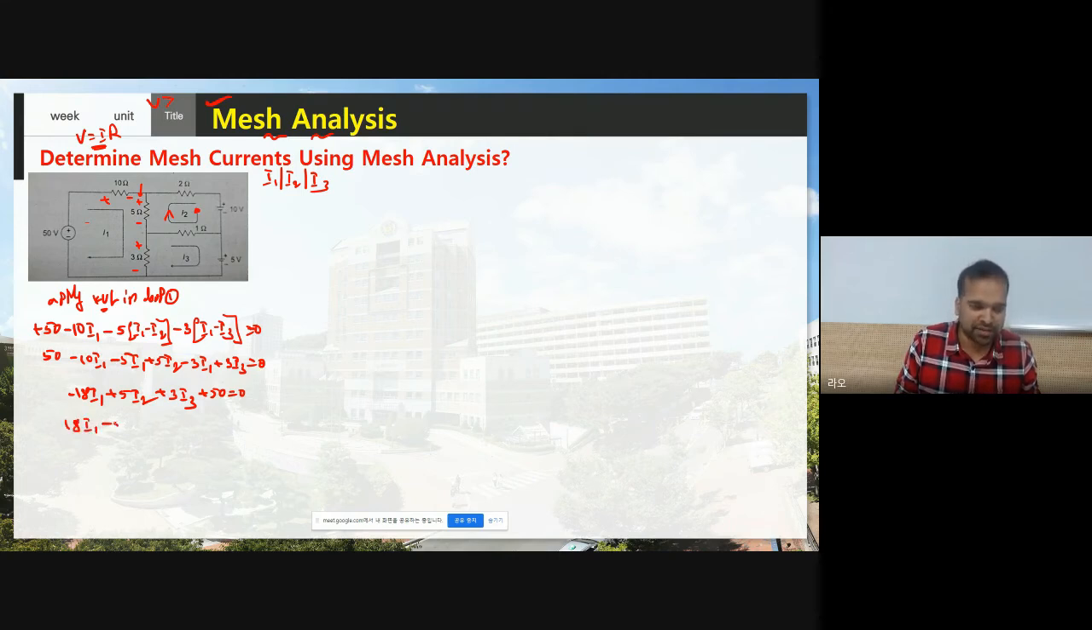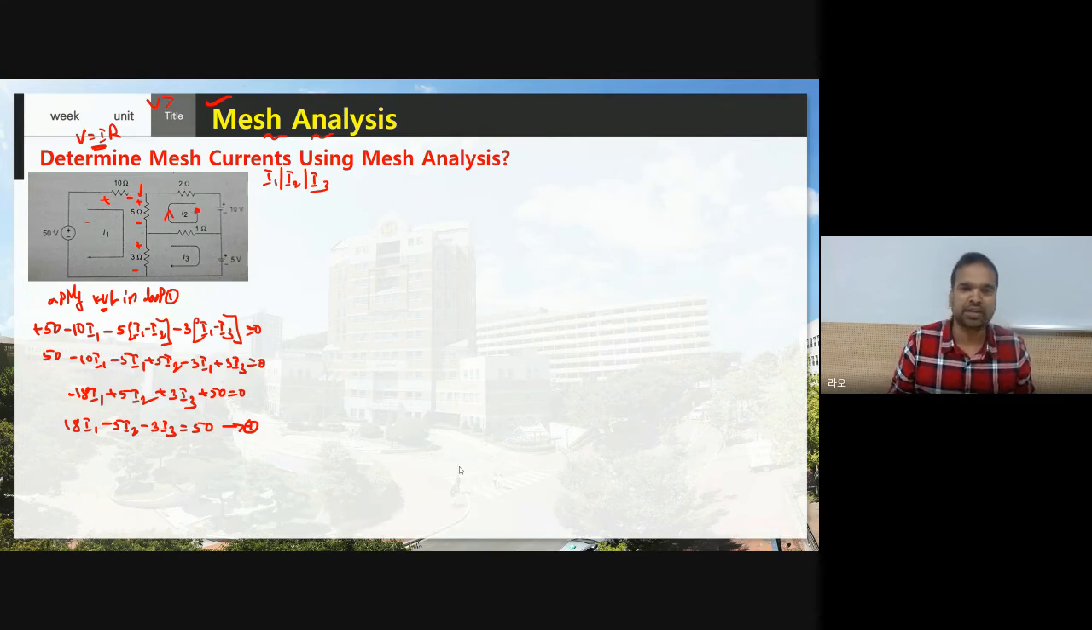18I1 minus 5I2 minus 3I3 minus 50. This minus 50, if it goes to the right hand side, is 50. Therefore this is equation 1, which I get after applying KVL in loop 1. Therefore 18I1 minus 5I2 minus 3I3 equal to 50. Now if I apply KVL in loop 2, before applying KVL in loop 2, what should I do? Consider or assume the potential for each branch.